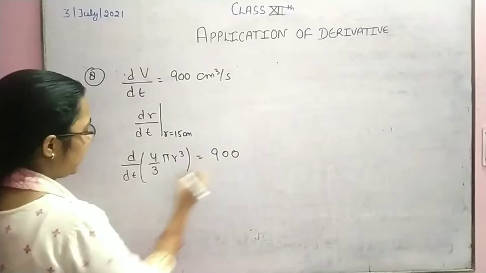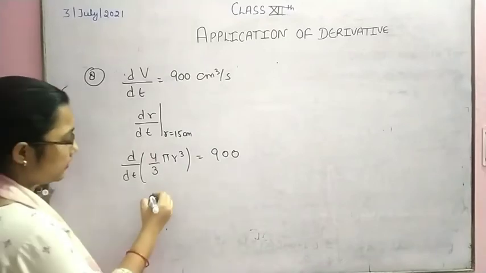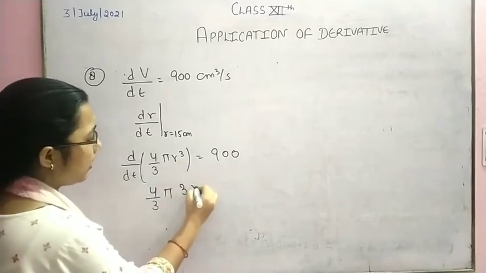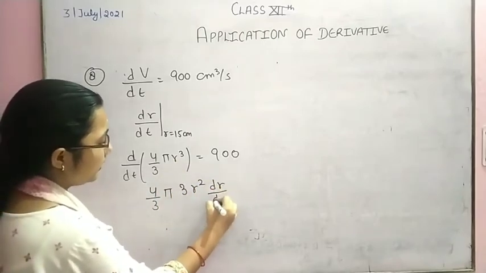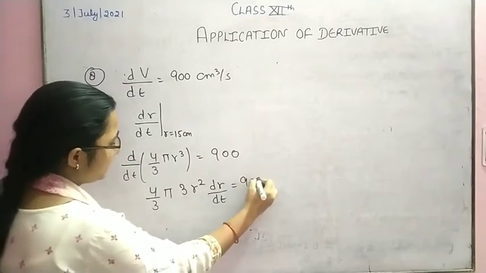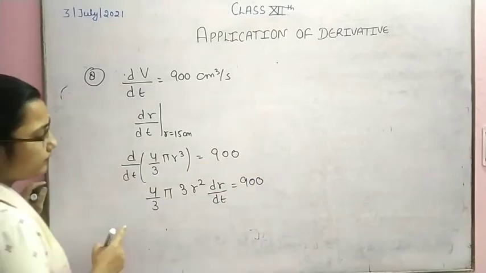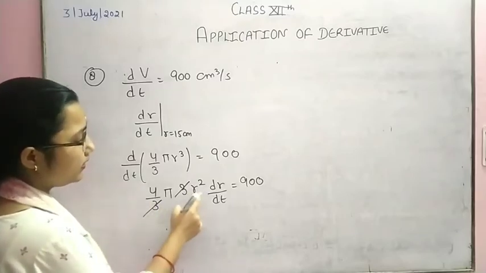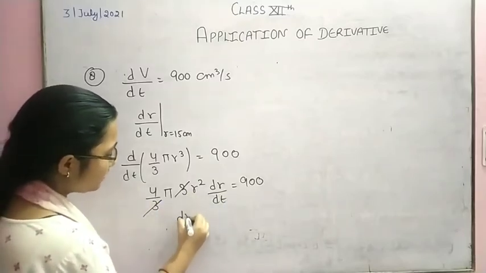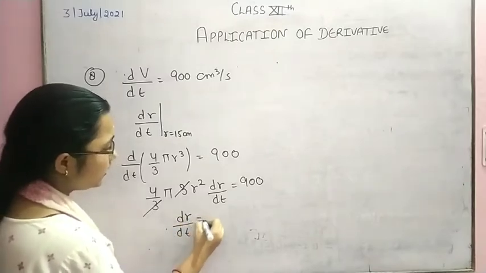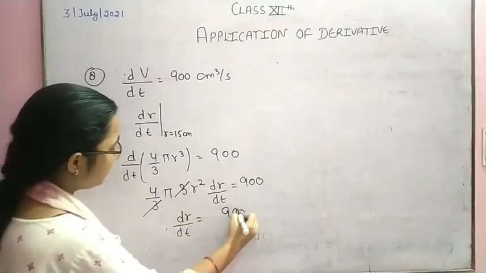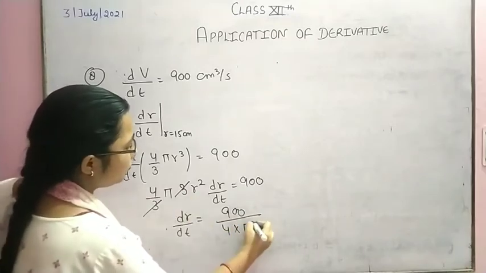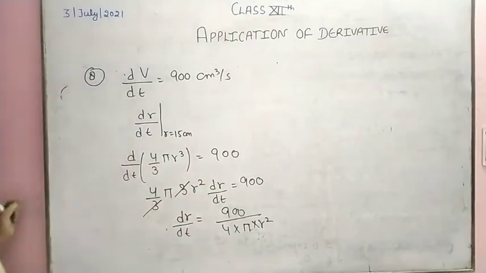This is given as 900. Now differentiate it. We get 4 by 3 pi 3 r square dr by dt, and it is 900. Now the 3 and 3 will be cancelled out, and shifting the remaining terms to the right hand side, we get the value of dr by dt, which is 900 upon 4 into pi into r square.